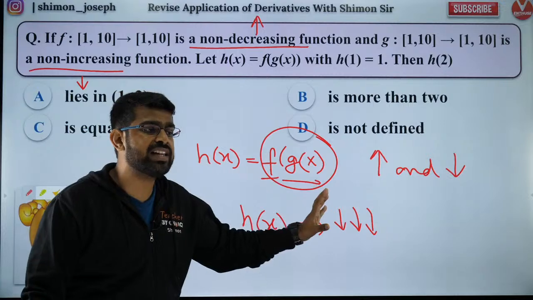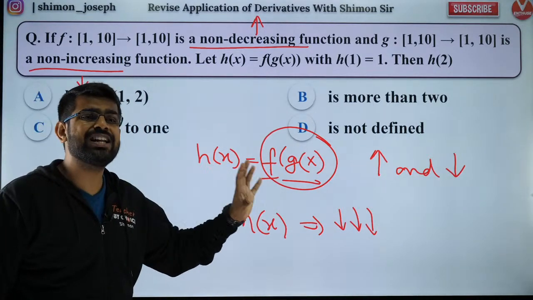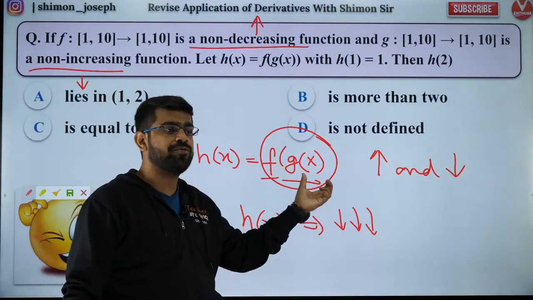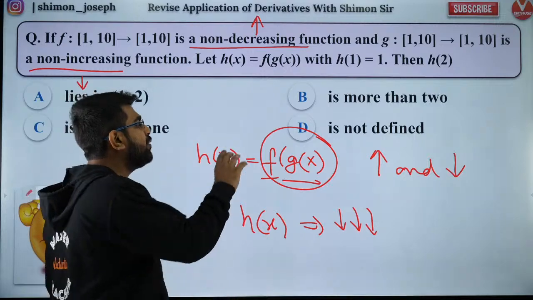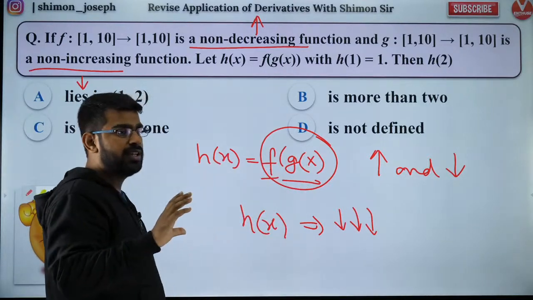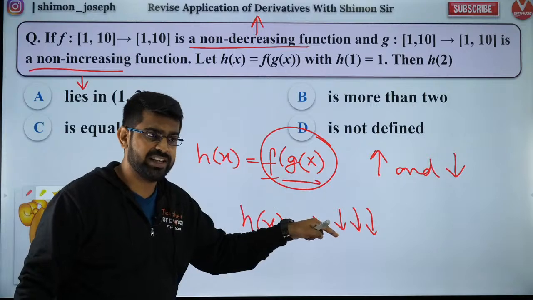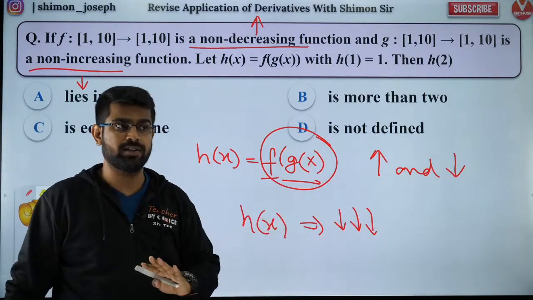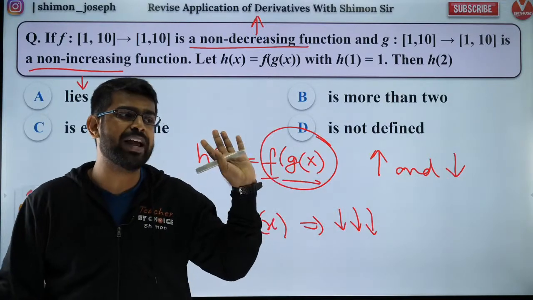Guys, did you all understand that? I will explain it again. It is a property when you have composition of function, let's say f of g of x. If one of them is increasing and one of them is decreasing, then the composition function will be a decreasing one. That's a property of composition of functions. Are you all okay with that?